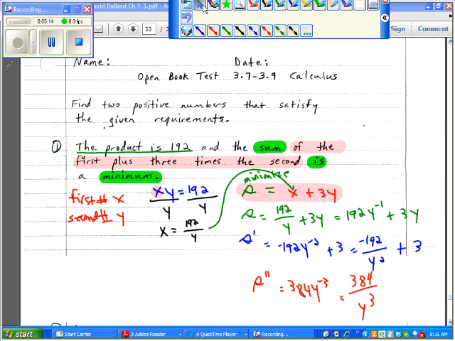Now, we want to find the critical numbers, right? So we need to find where the first derivative is 0 or undefined. And where would it be 0 or undefined? At y equals 0. At y equals 0, the first derivative would be undefined. So we have a critical number, and that's going to be our only one at 0. So what can we do at that critical number, y equals 0?